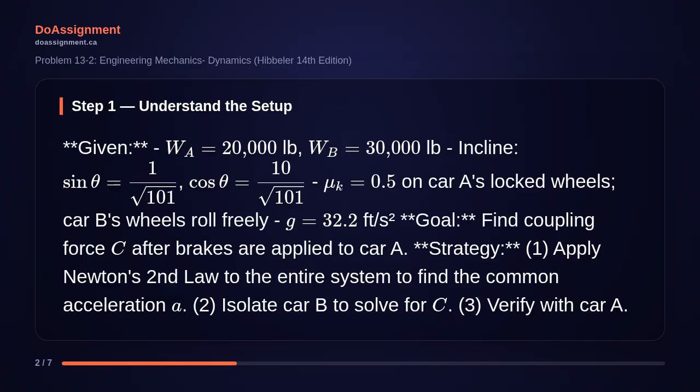When brakes lock car A's wheels, a kinetic friction force acts on car A while car B continues to roll freely. Our strategy is to first find the common deceleration of the whole system, then isolate car B to find the coupling force C.